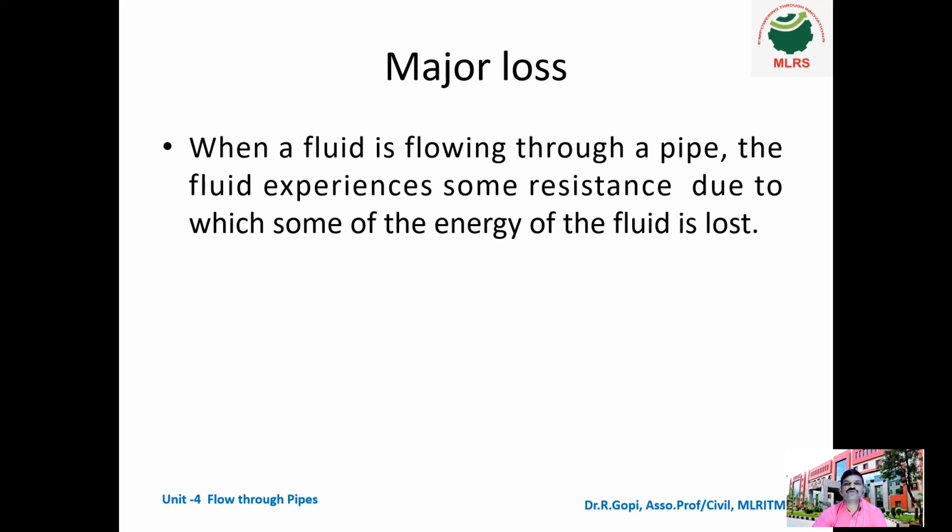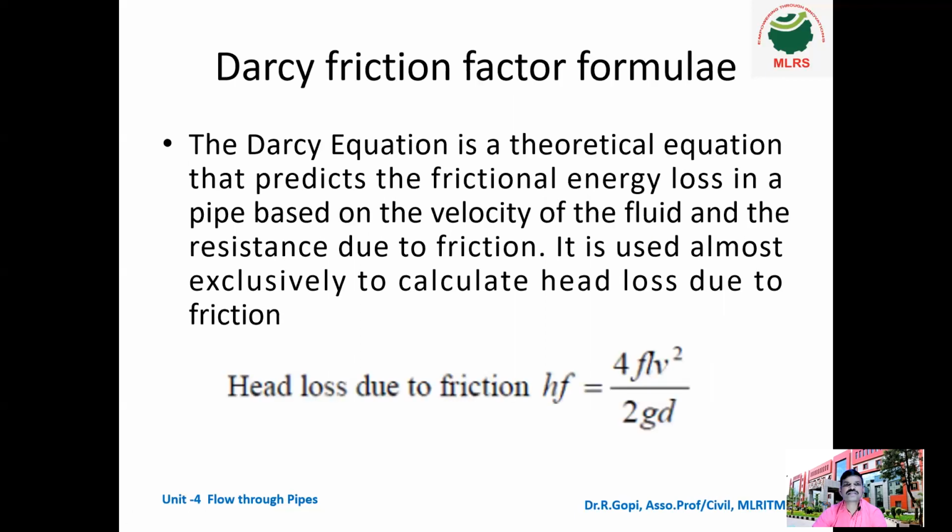When your fluid is flowing through a pipe, the fluid experiences some resistance due to which some of the energy of the fluid is lost. That is the major losses. For finding the major losses, one of the equations used is called the Darcy friction factor formula. Using the friction factor formula, we can easily find how much head loss occurs due to friction. So hf is equal to 4 f L v squared divided by 2 g d. This is the formula.